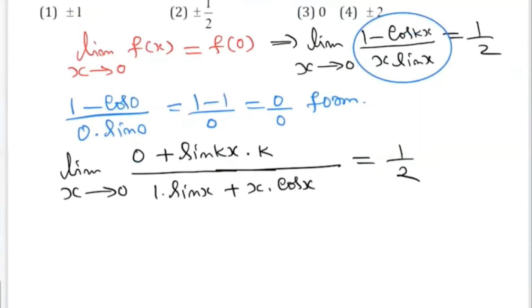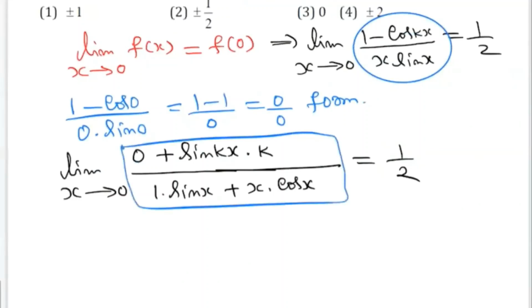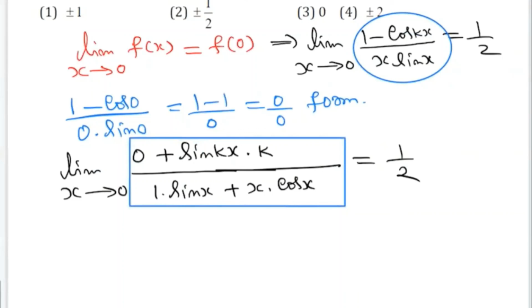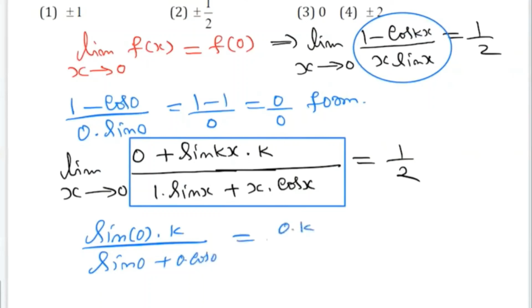Now, if you take x equal to 0 in this, what do you get? Sin of 0 into k upon sin 0 plus 0 into cos 0. That becomes 0 into k, 0 plus 0 into 1. So numerator becomes 0, denominator also 0. So again we get 0 by 0 form.